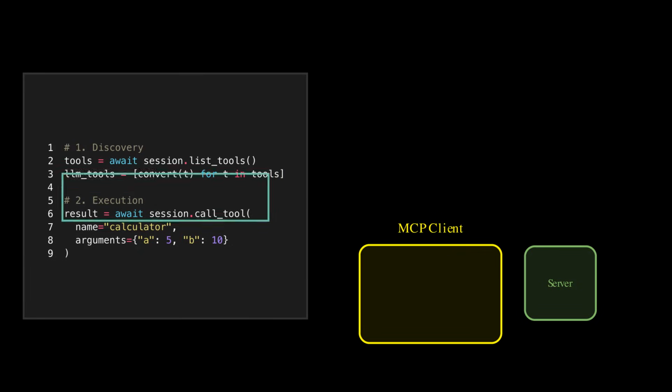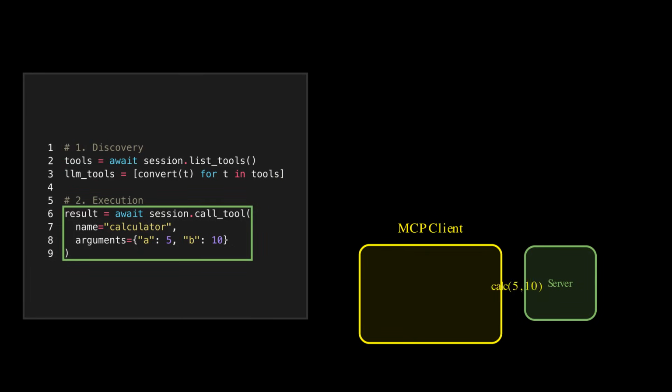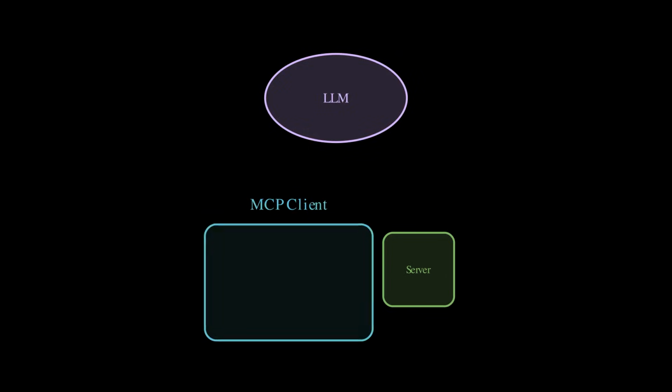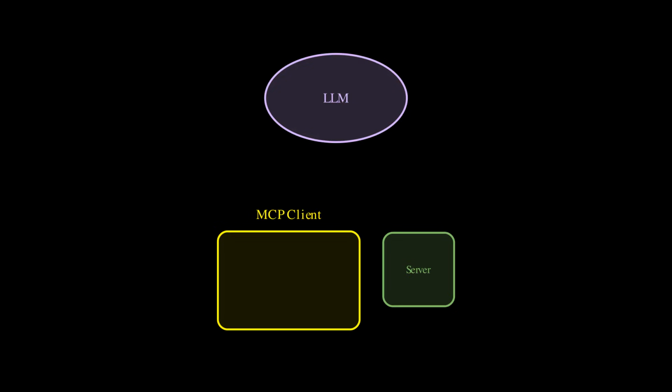Crucially, we must translate this catalog into a format the LLM understands, whether that's for Claude, OpenAI, or others. Second, execution. When the LLM decides to use a tool, it doesn't run code itself. It sends a request. We catch that request and call session.call_tool with the arguments. The server performs the work and sends back the result, which could be text, or even an image. This creates the agentic loop.